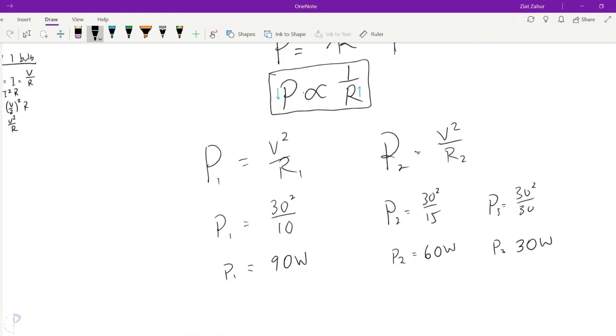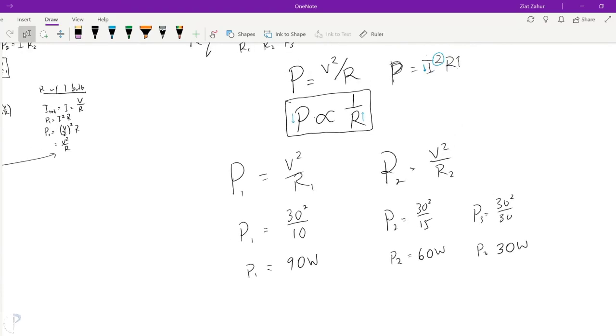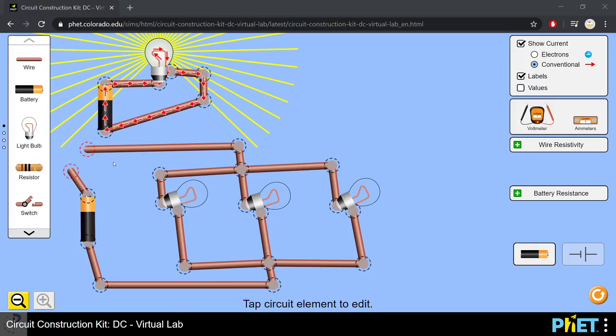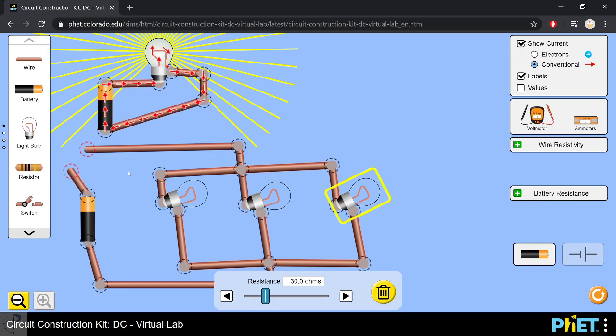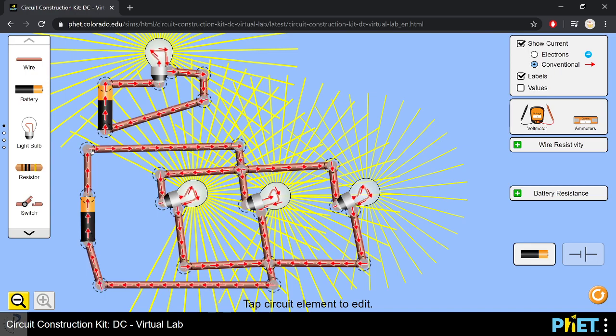So as you can see, of course, we already talked about it, the one that has a bigger resistor will actually get the least amount of power, and power is basically your brightness. So let's see now with the different resistors. Remember, the first one is 10, the second one is 15, the third one is 30, and we connect them, and voila. It's so hard to see. Let me turn this one off.